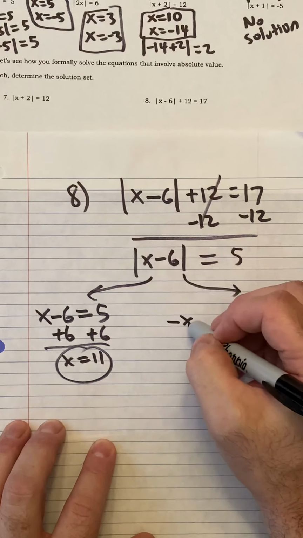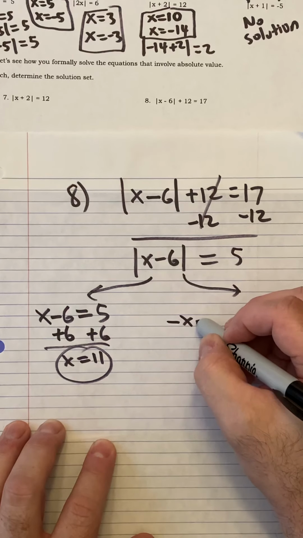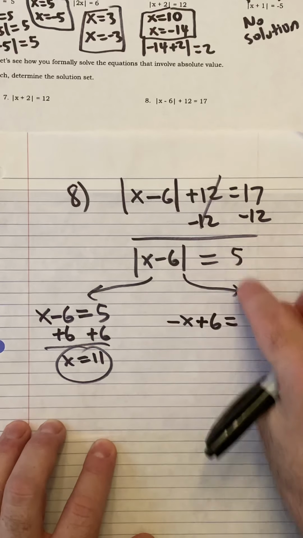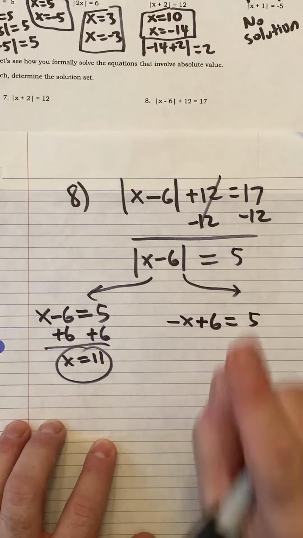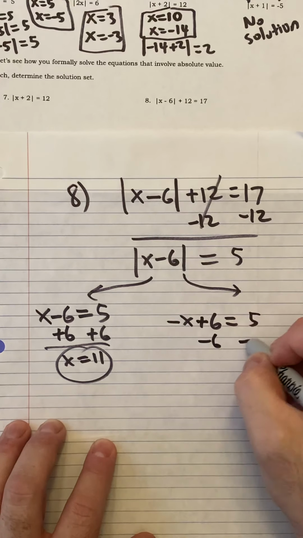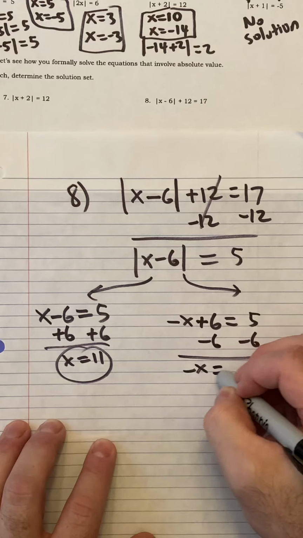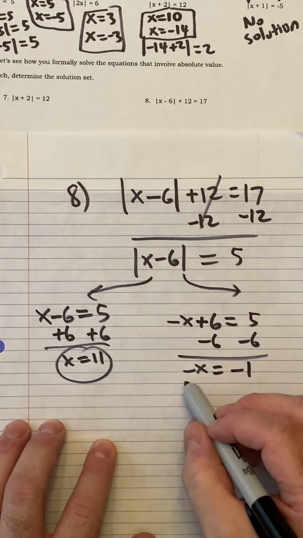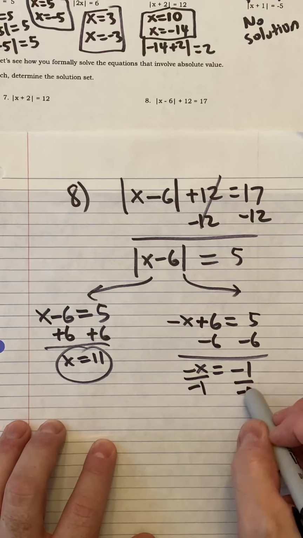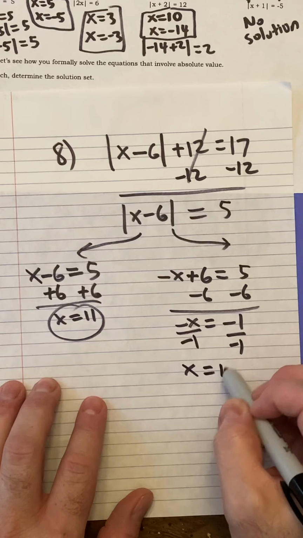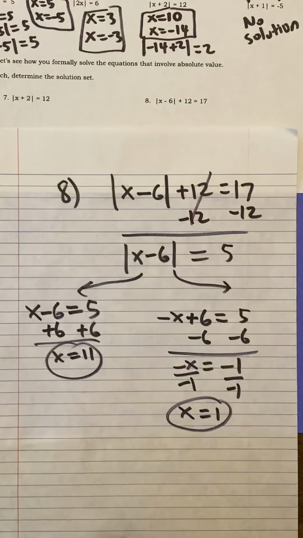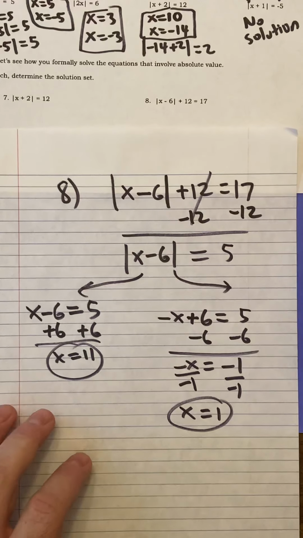Negative x: the opposite of x is negative x, the opposite of negative 6 is positive 6. This side I'm not going to change. Remember, you only change one side. Subtract 6 from both sides, you get negative x equals negative 1. We have to get x by itself, so we divide by negative 1, and we get x is positive 1, and we get 2 solutions, which we should always check to see if they work.